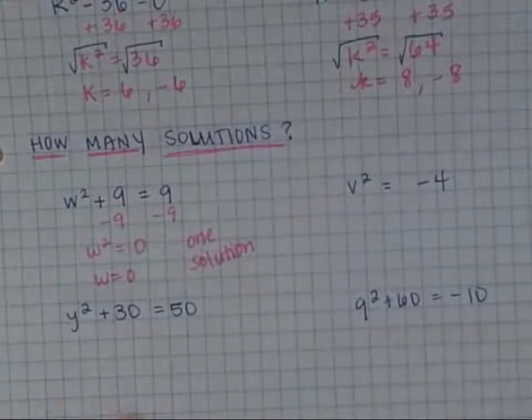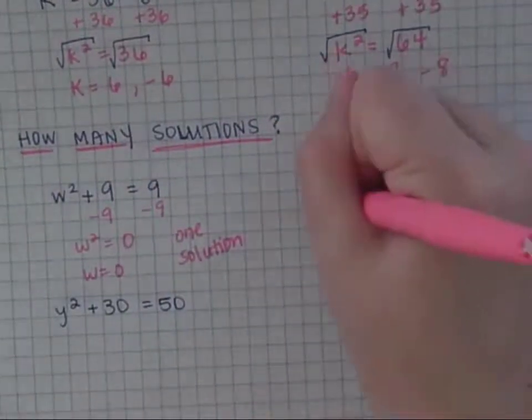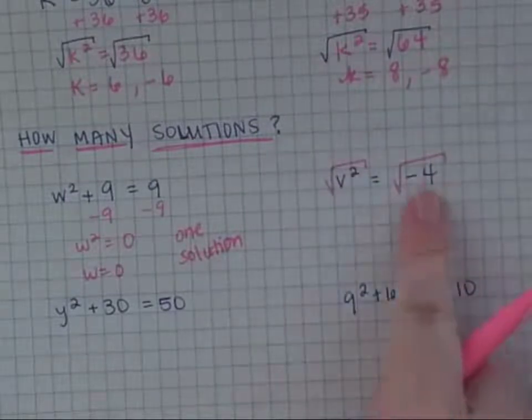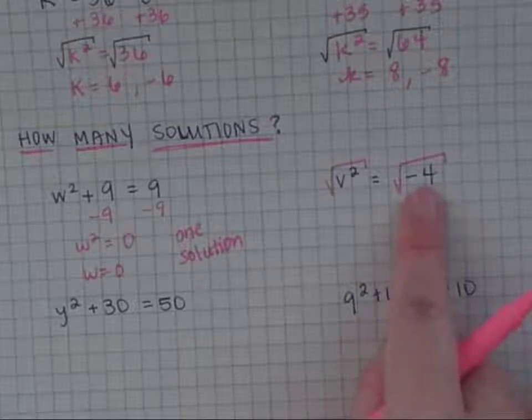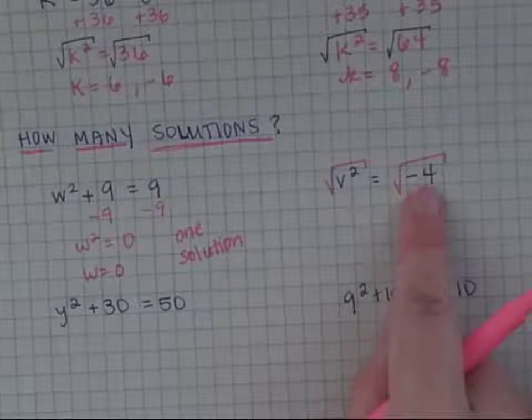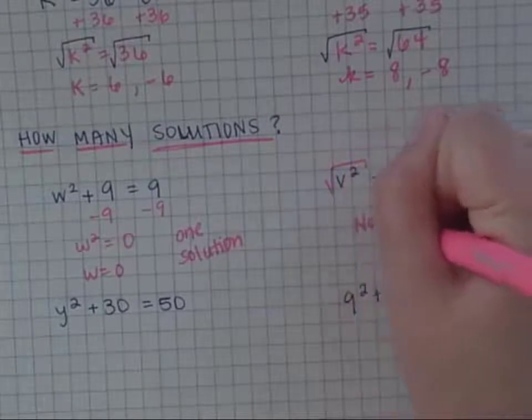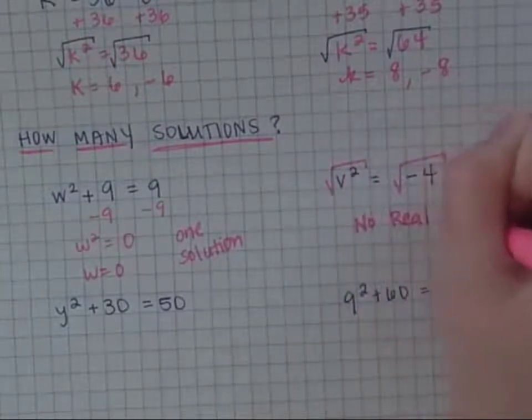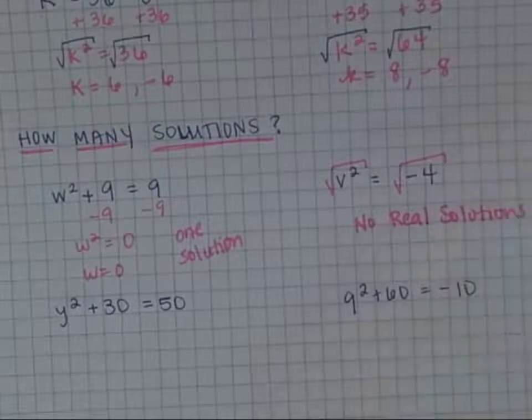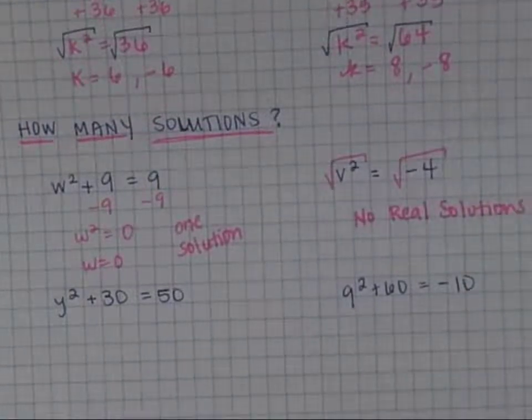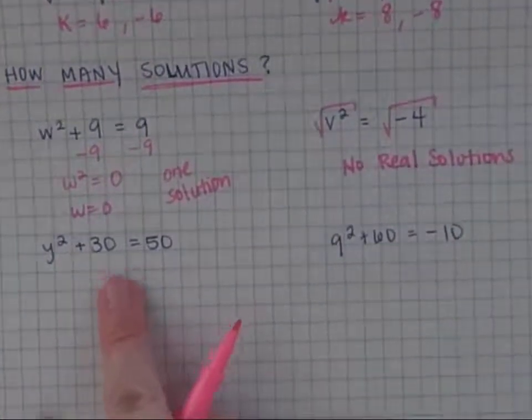Okay. Or if we have something like this that says, oh, I'm going to take the square root. Okay, we've talked about this in class. Can you have the square root of a negative number? No, because a positive times a positive is a positive. A negative times a negative is a positive. So how would we have something that multiplies to itself to give me a negative number? We can't. So there are no real solutions.